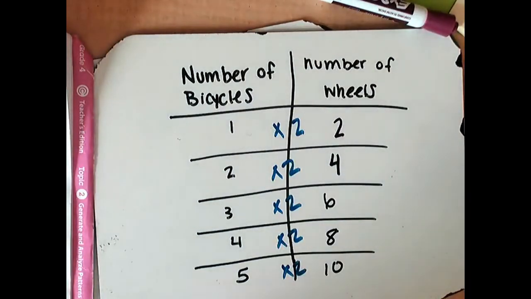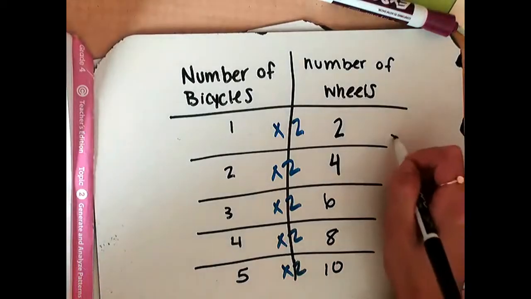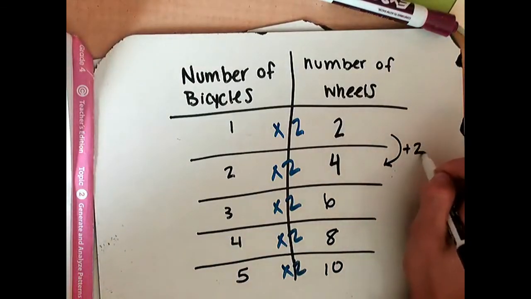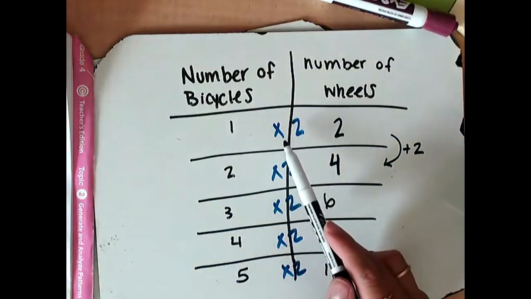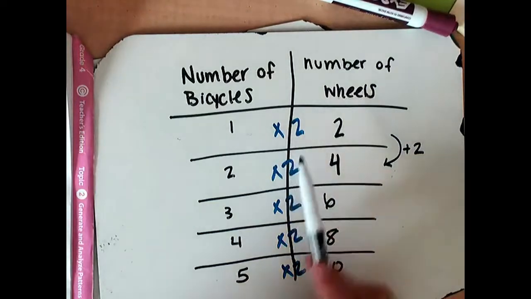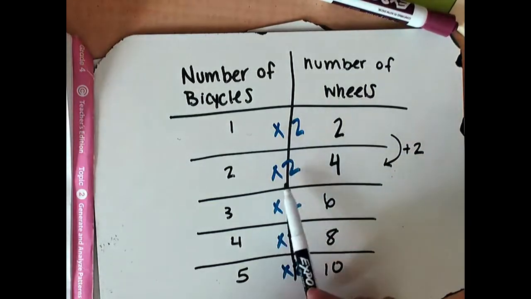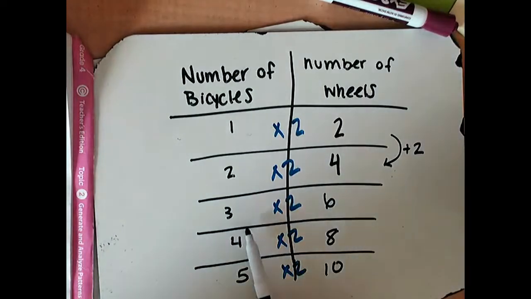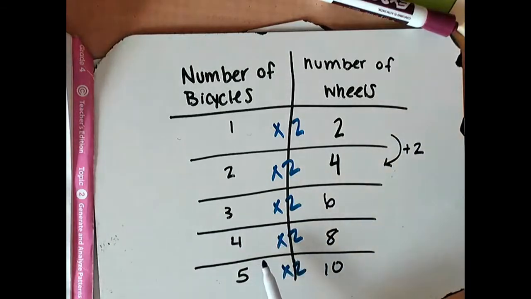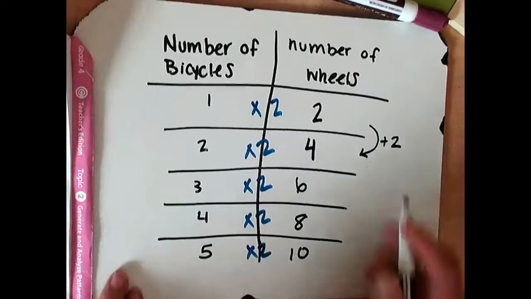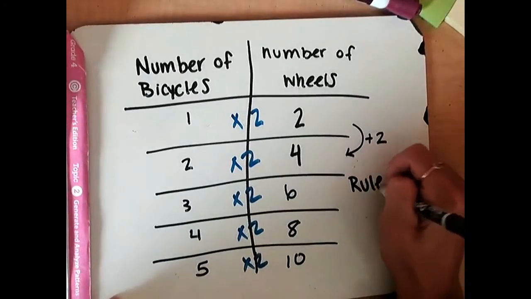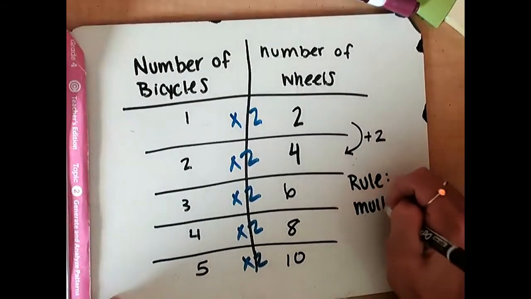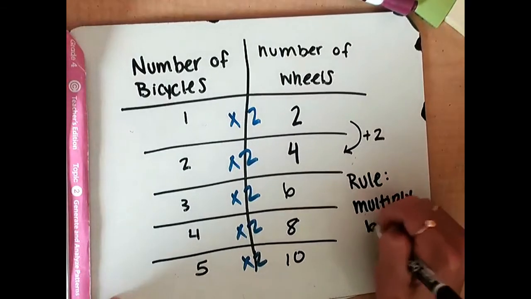Your chart should look a little bit similar to mine, even though we can add by 2. In this case, for our multiplication rule, we can multiply by 2. We know that 1 times 2 is 2, 2 times 2 is 4, and that is our rule. Following that, we should have 6 wheels if we have 3 bikes, 8 wheels if we have 4 bikes, and 10 wheels if we have 5 bikes. So what is our rule? Our rule is multiply by 2.